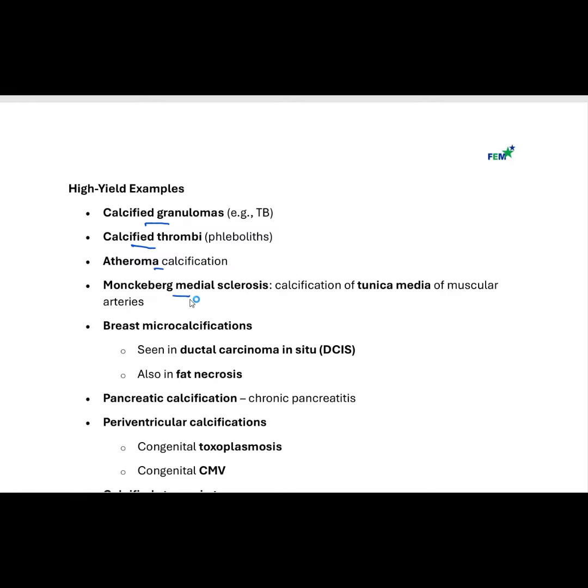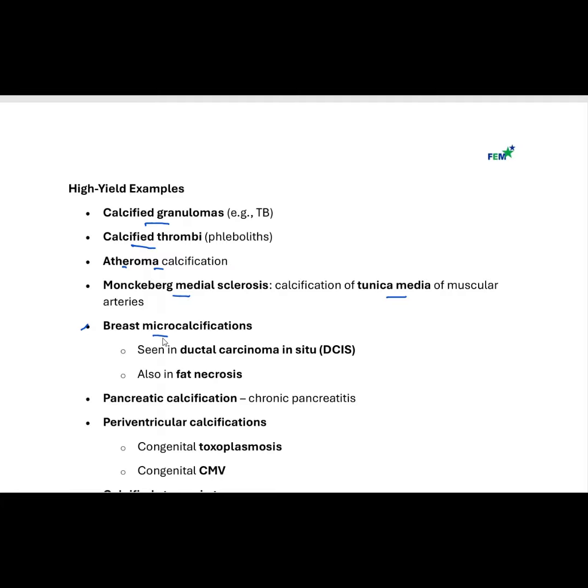Next is Monckeberg medial sclerosis, which is calcification of the tunica media of muscular arteries. And it's important to know this is involving the tunica media, and this does not affect blood flow, except if there's now involvement of the intima, like in the case of atheroma or atherosclerosis. And these patients, on examination, they usually describe them as having a lead pipe appearance. So when you touch the blood vessel, it appears as a pipe.